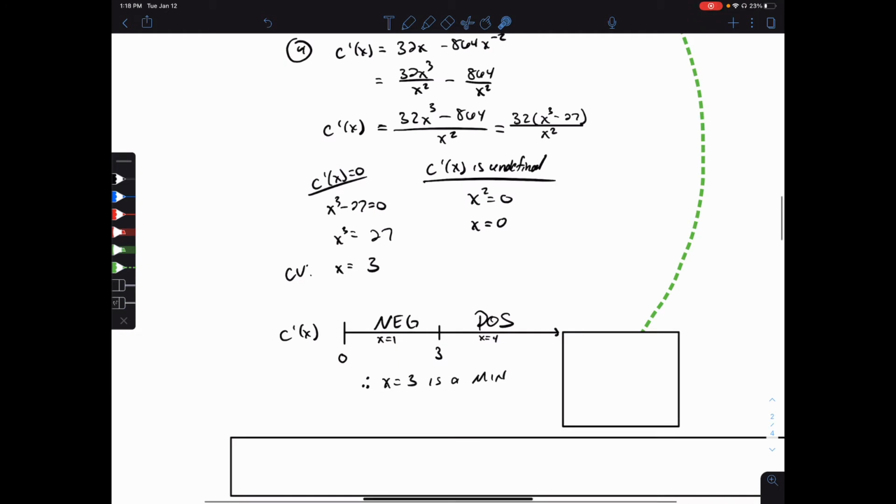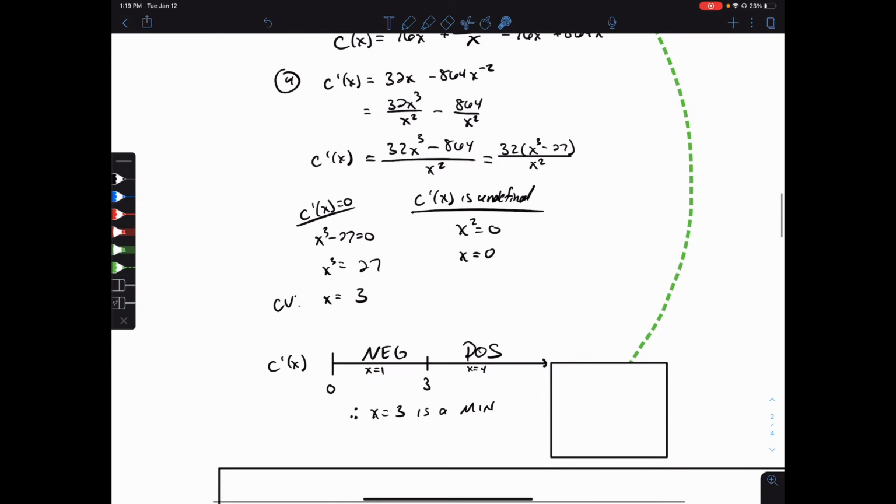So I got my beginning boundary 0, I got my critical value of 3, and let's just say that I don't know what my top boundary is, so it's going to go to forever to the right. If I put a test point in of 1 into this here, the bottom's going to be positive no matter what. If I put a 1 up here, it's going to end up being a positive times a negative, which is negative. If I put a 4 in, 4 cubed is bigger than 81, is bigger than 27. So it's going to be a positive times a positive divided by positive. So it's going to be positive here.